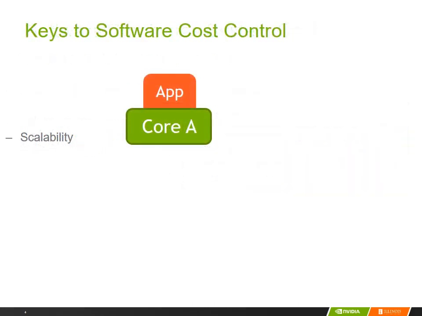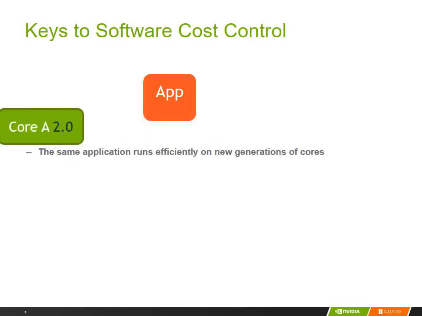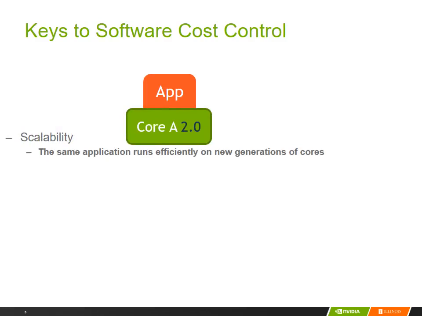Now that we understand the importance of software cost, we're going to introduce the first aspect of software cost control, scalability. Scalability means that if an application runs well on a core A, it should also run well on an improved version of core A. Let's say if the vendor introduces the second version of core A.